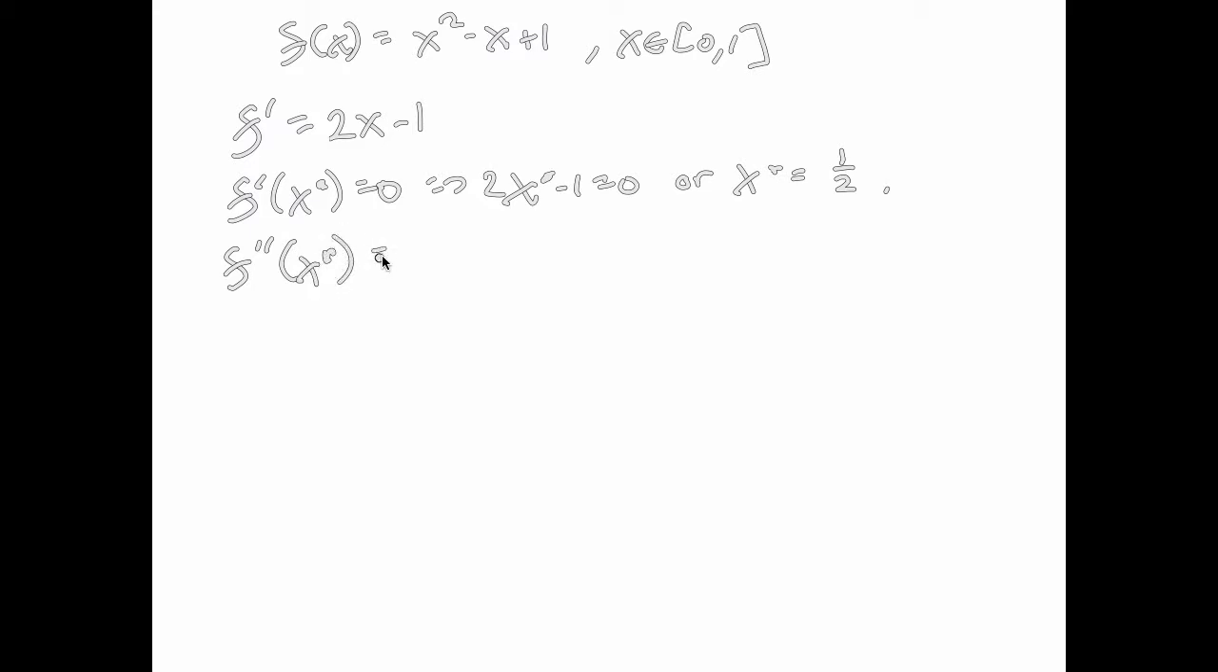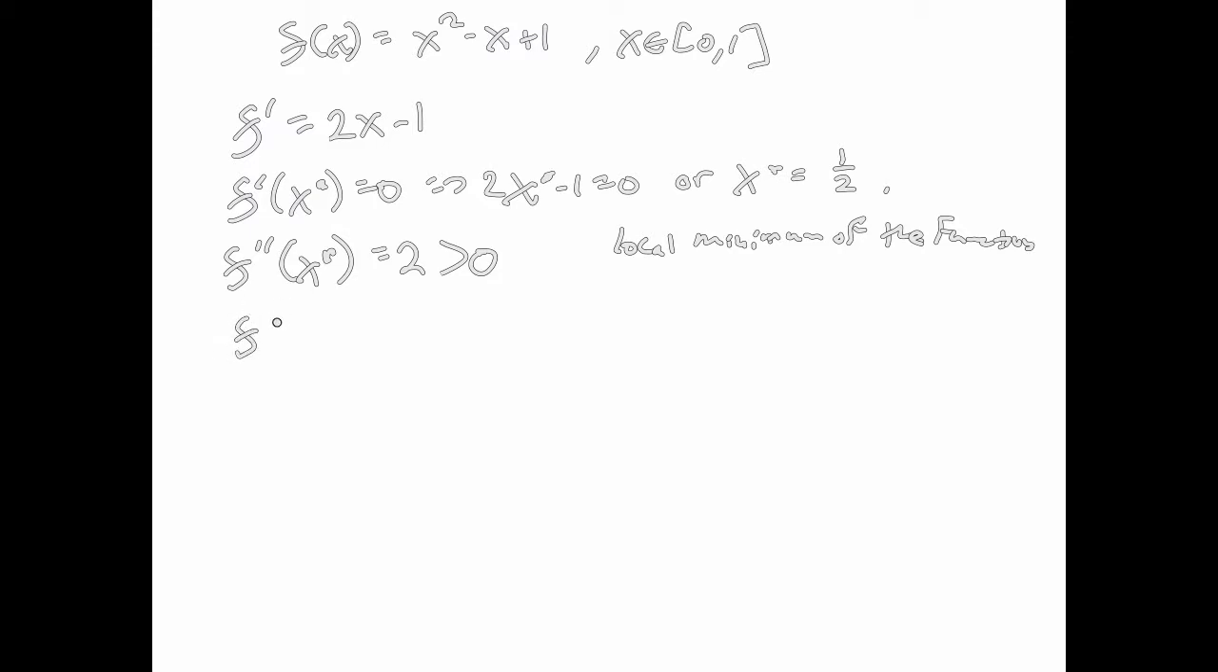Well, the second derivative is just 2 at all points. So this is a globally convex function. This is greater than 0 at all points. Therefore, we know that we have a local minimum of the function. So that's step 4. Step 5, we're going to evaluate the function at both this local minimum and also at the endpoints and compare.